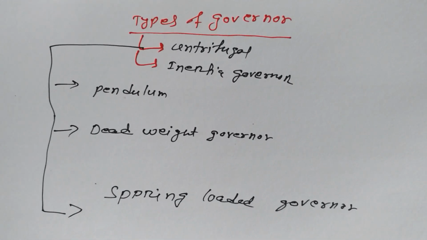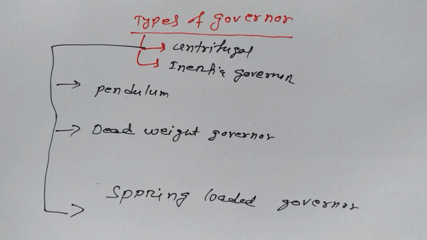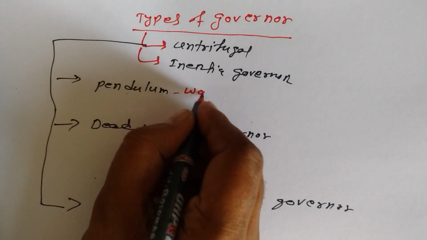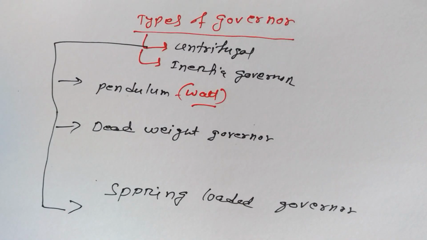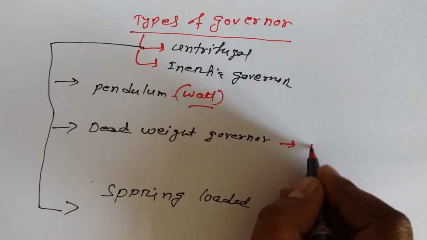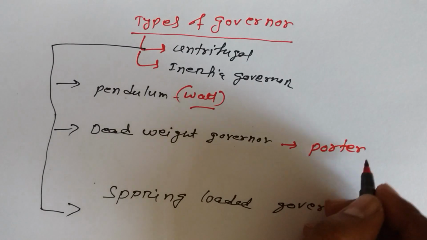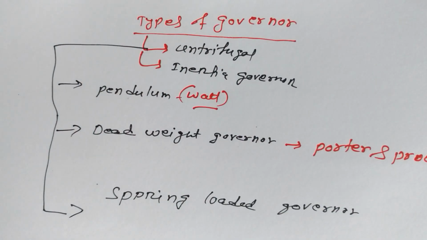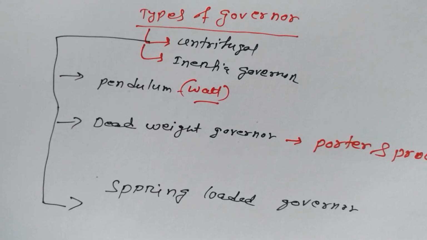So here is the thing, my dear, if you are preparing for university examination, then this is not bad at all if you know this. But if you are preparing for competitive examination, then you have to be specific. For example, the pendulum governor, I will share its derivation in my upcoming lectures. That's why you will have basic knowledge about all these governors, right? Dead weight governor has two types, Porter and Proell. Spring loaded governor also has a few types.